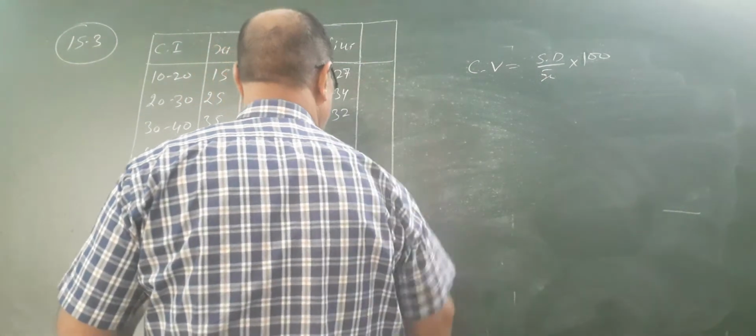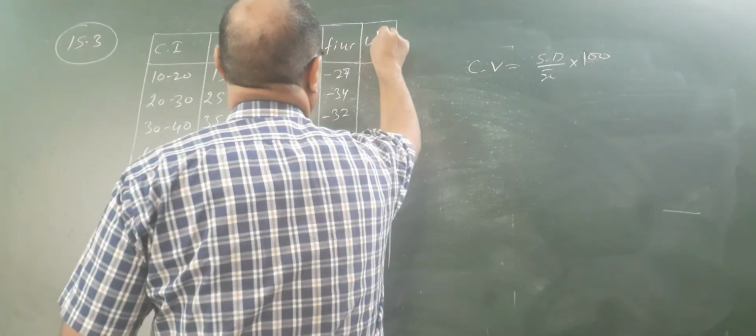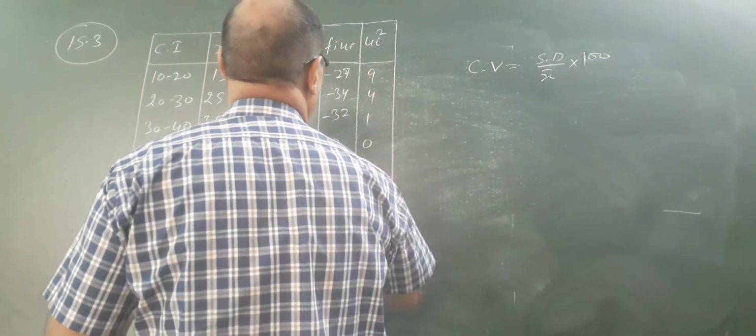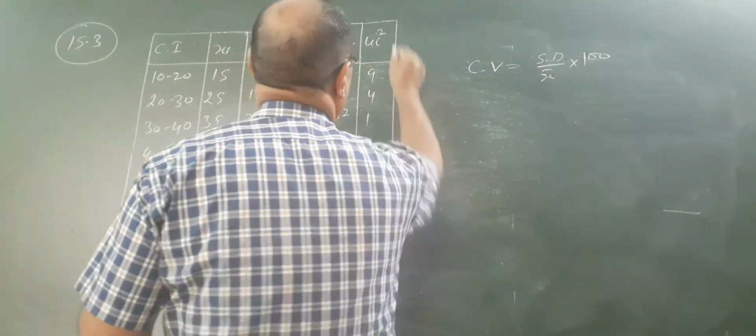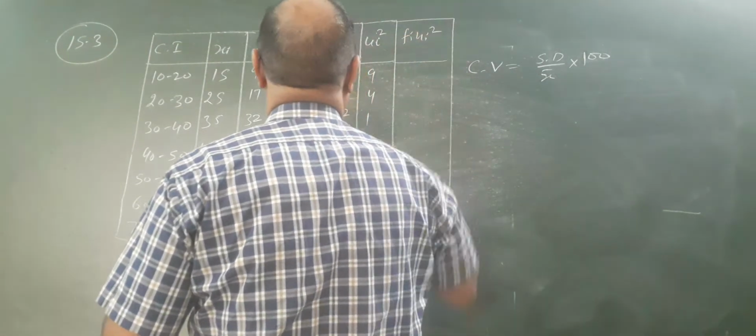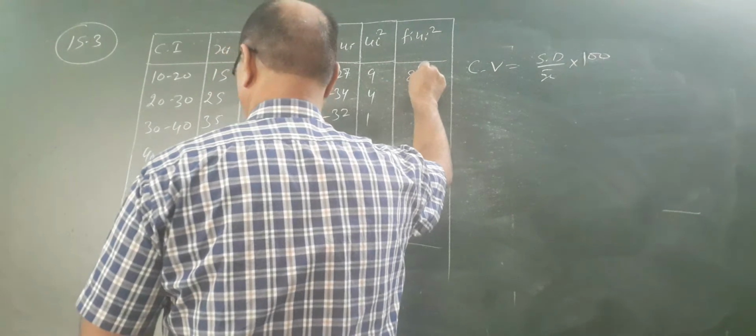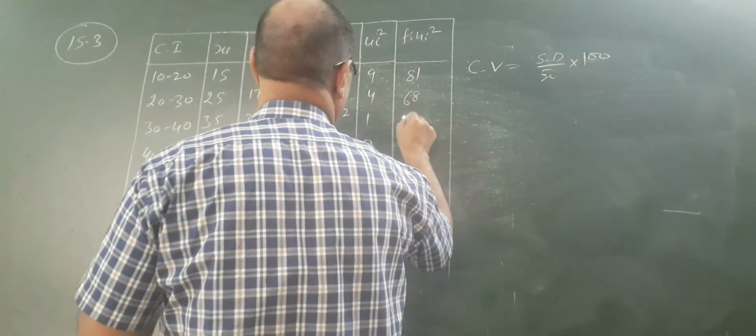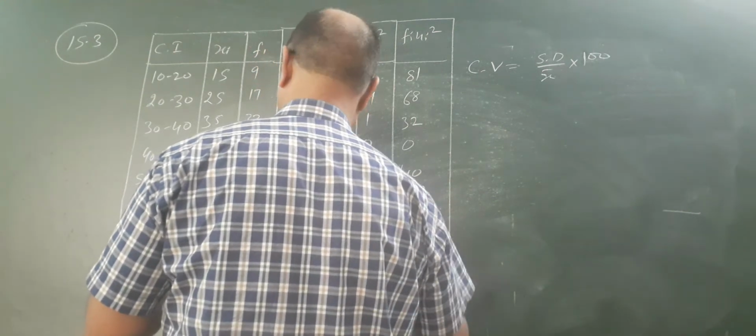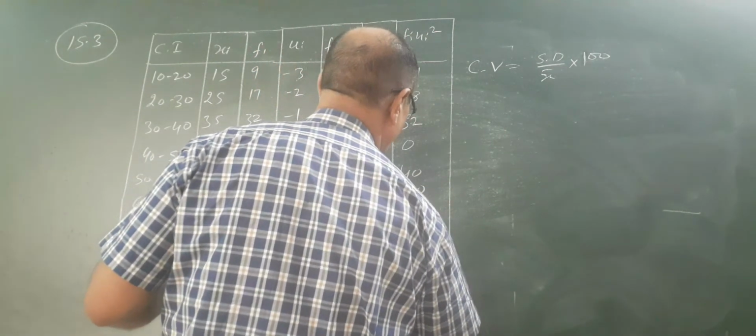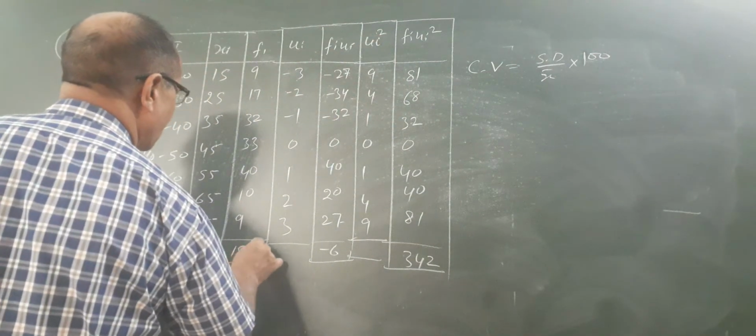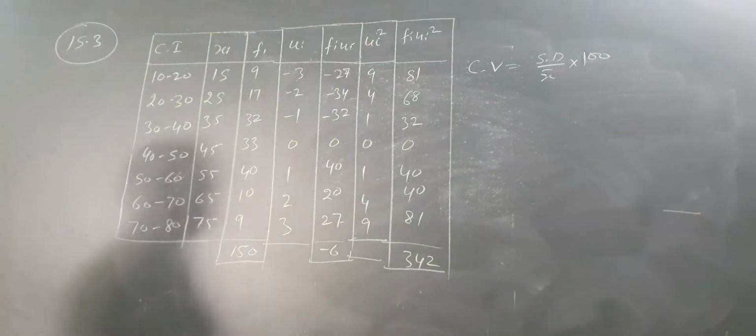After finding ui, you have to write ui square, that is 9, 4, 1, 0, 1, 4 and 9. Then multiply this by fi to get fi ui square, that is 81, 68, 32, 0, 40, 40 and 81. This total comes out to be 342, and the total of frequency is 150. So this is the way to complete the table.